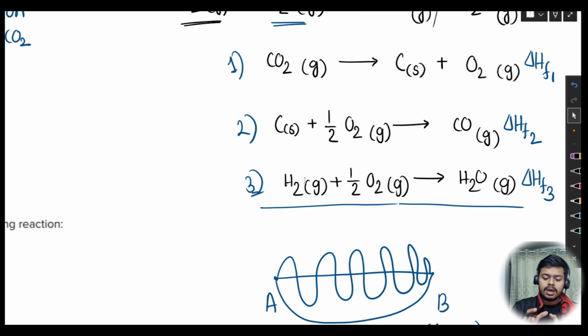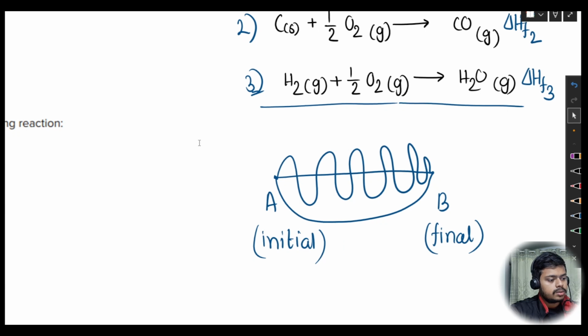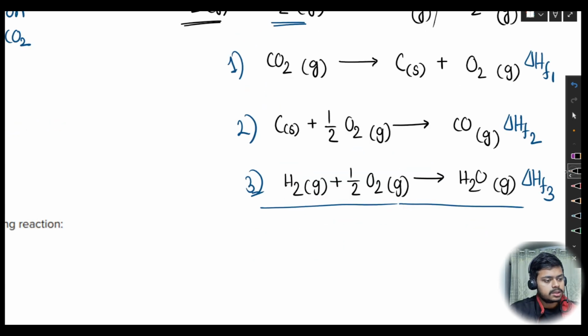So if I manage to get the final products with a combination of any amount of heat of formation reactions, it would not vary with the heat of formation combinations. That's why I can add up these heat of formation reactions in order to get my actual reaction. Now if we add up these reactions, let's see.